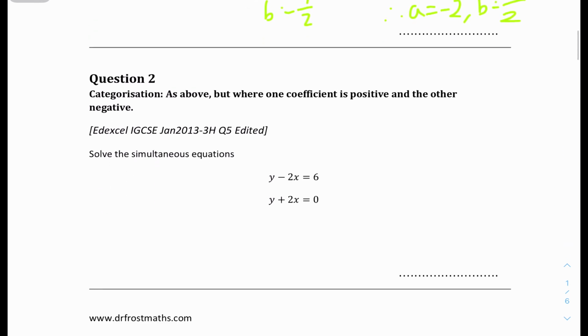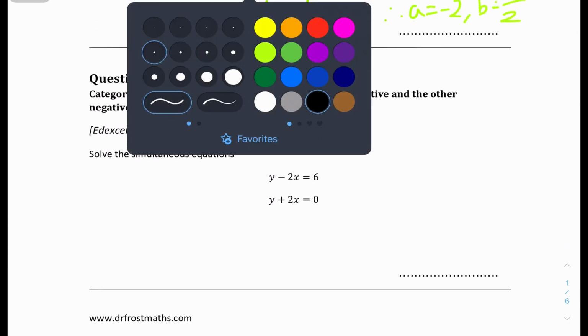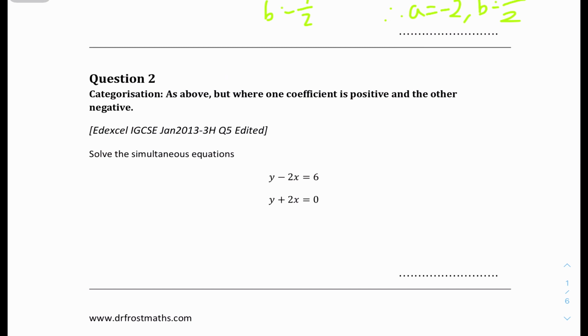Then we have question number 2, solve the simultaneous equation. So we have multiple ways to do it, but I could just add both sides up together. So y plus y will be 2y, and minus 2 plus 2 will be 0, so it will just cancel out. And 6 plus 0 is just 6. So 2y equals 6. Divide both sides by 2, and you get y equals 3.